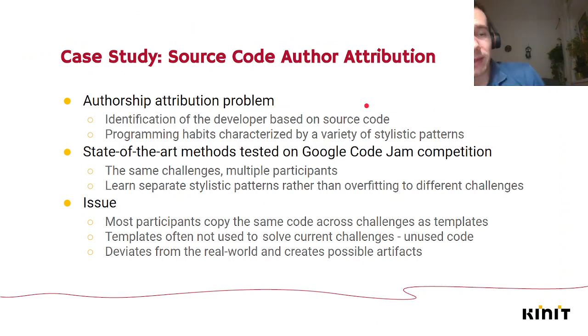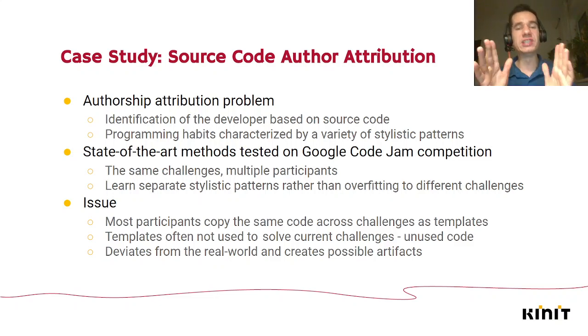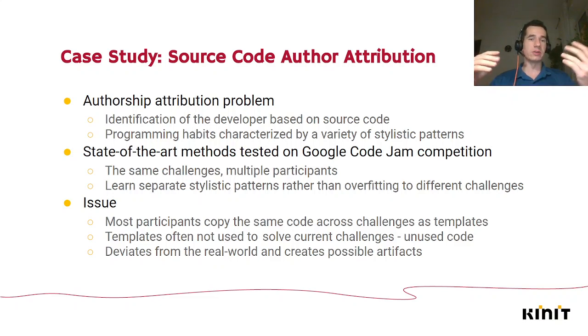Okay, so then the authors did a case study of how these pitfalls affect machine learning research in practice. So they focused on three things, I believe. For our example, I focused on the problem of source code author attribution, or the authorship attribution problem, which is basically the identification of a developer based on source code.